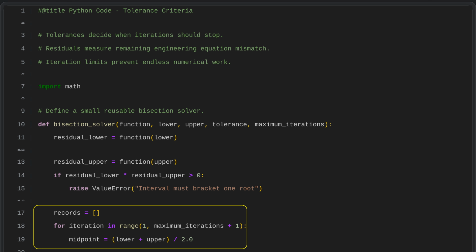The process begins by creating an empty record to track each bisection step, including the iteration count, midpoint, residual, and interval width. The algorithm then repeats up to the allowed number of iterations, each time finding the midpoint between the current lower and upper bounds. This midpoint serves as the current estimate of the root.